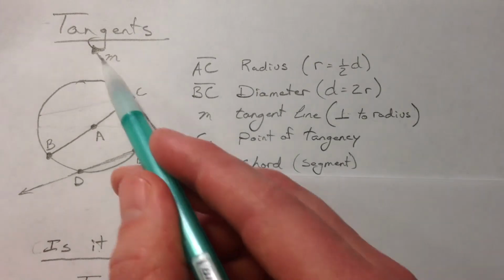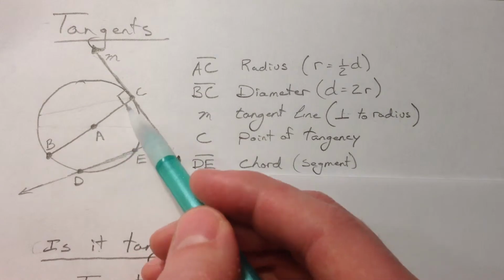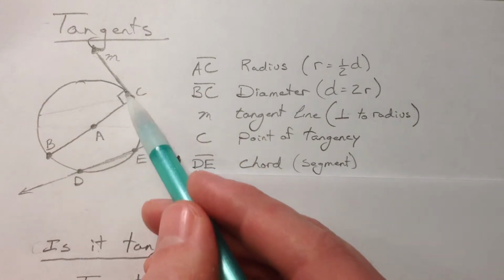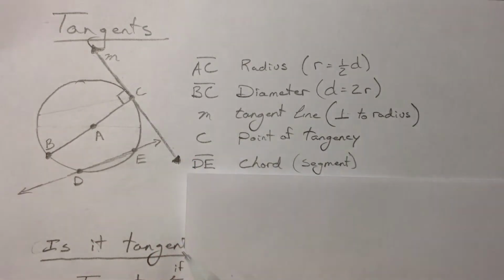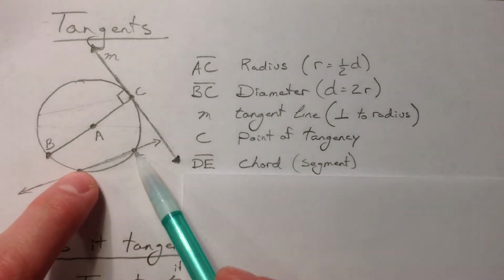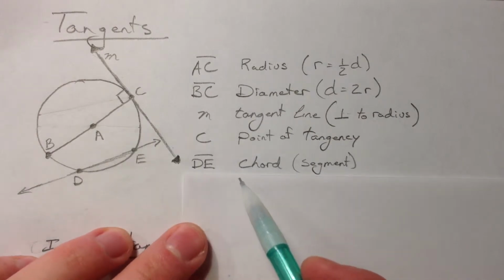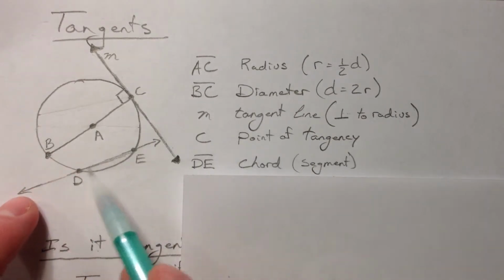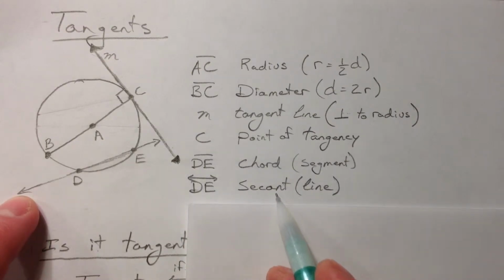Now this tangent line is always going to be perpendicular to the radius. That's very, very important, because perpendicular gives you right angles, and right angles give you right triangles and so forth. So if DE is a chord, C-H-O-R-D, not like a chord on a string, and you have the whole line going through the circle, you call it a secant.